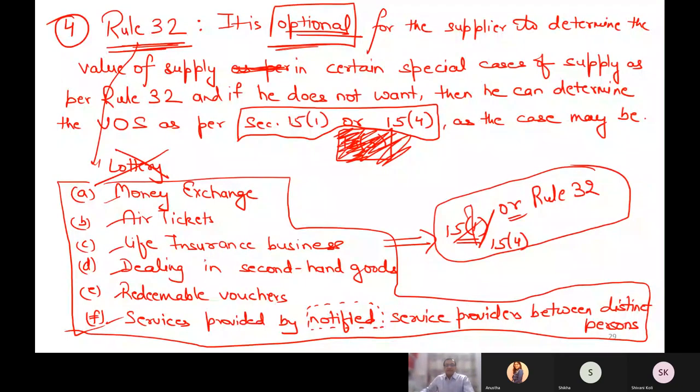Now let me start discussing with you my first supply, money exchange business. In this case, what is the way to determine the value of supply as per Rule 32? But it is your choice. If you don't want to follow Rule 32, government says no problem. Follow then relevant section 15.1 or 15.4. Take your own decision.